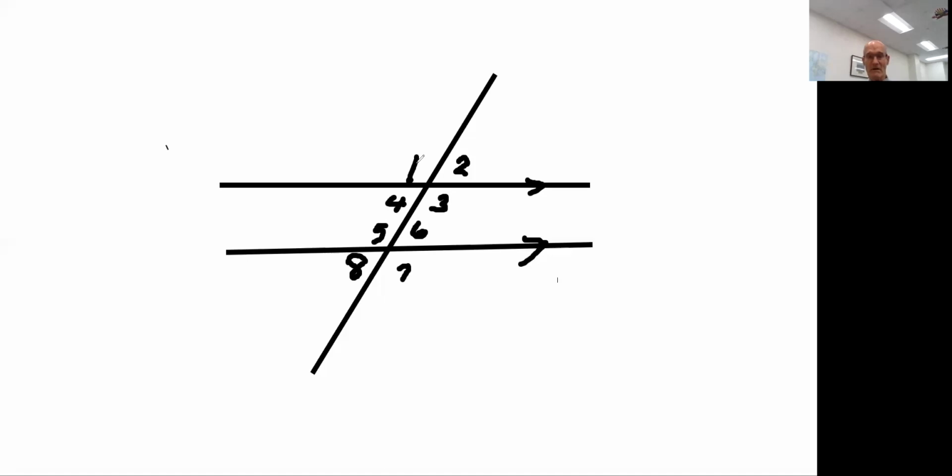And then you have alternate exterior, which would be 1 and 7, or 2 and 8, and these are also congruent. And then the final type of angles we had were the corresponding angles, which are 2 and 6, 3 and 7, 1 and 5, and 4 and 8. And we know that the corresponding angles are also congruent.